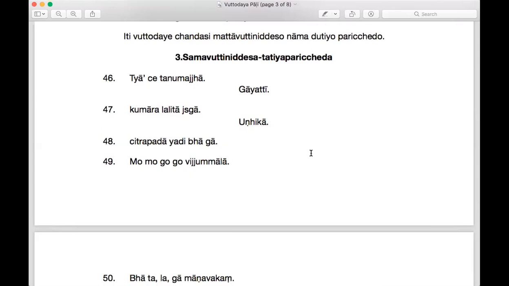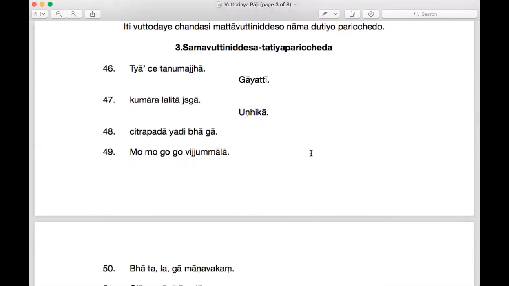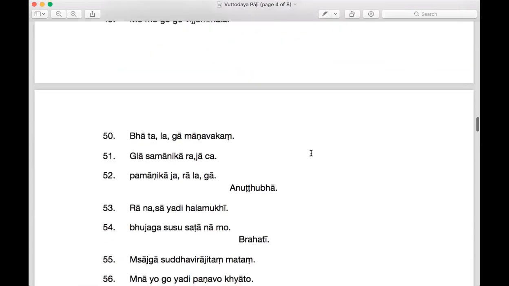So we have to start from Samavutti Niddesa. There are 3 types of Vannavutti meters, right? Samavutti, Adda Samavutti, and Visamavutti. So we learned that Samavutti meters are the meters which have similar lines. Sama means similar, so here similar refers to similar lines. Vutta means meter or a verse. So the chapter which has the verses with similar lines is called Samavutti. So it is the third chapter.